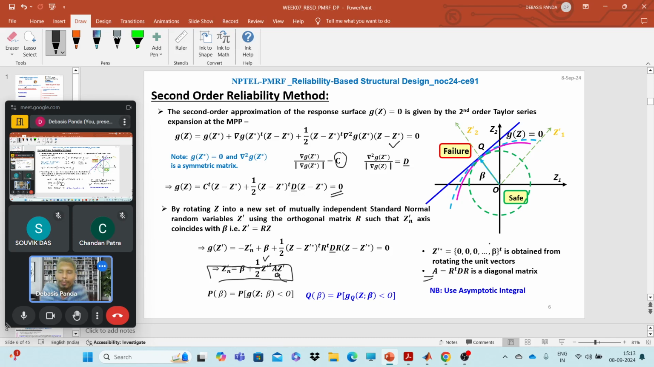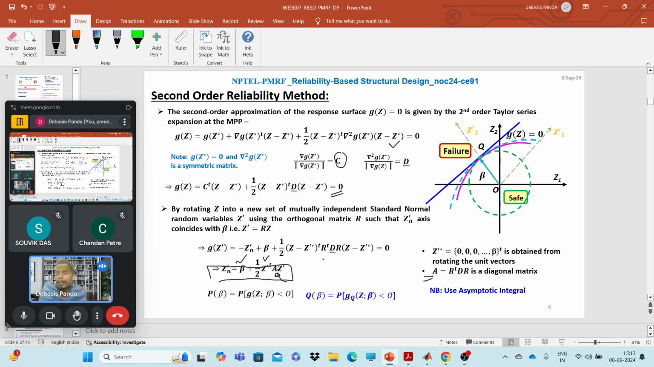If we see that, here there is a matrix, and except beta we have some information regarding the curvature of the limit state function around the MPP points. Now, how can we incorporate it, or how can we solve this to find the final probability of failure? There are some numerical methods. So here, asymptotic integrals are used.